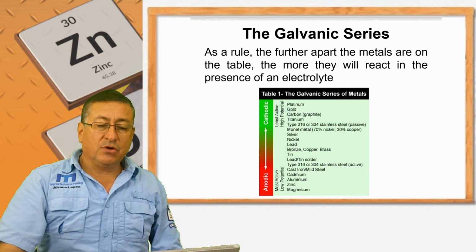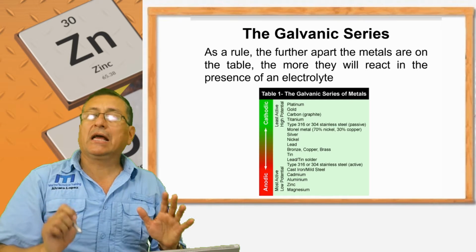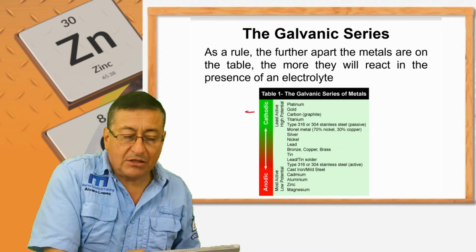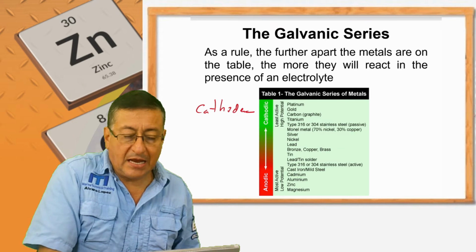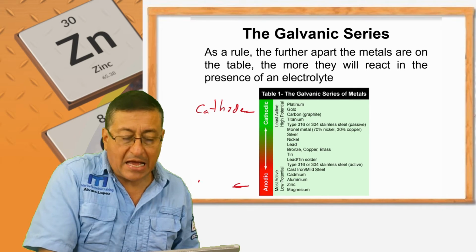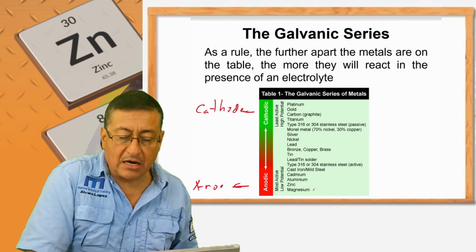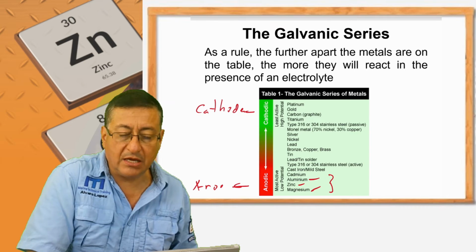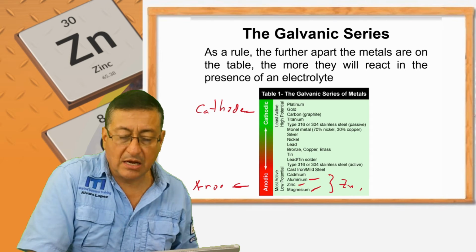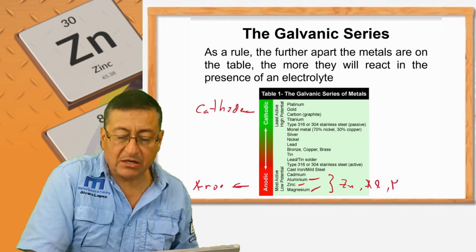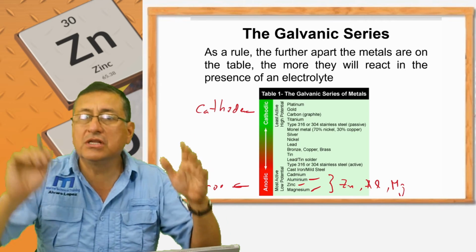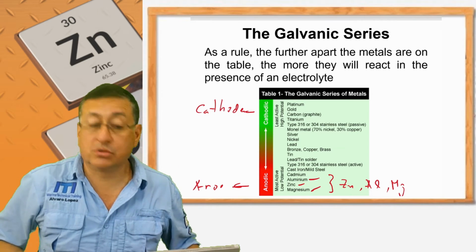In this table, you have the typical elements that work like cathodes, and the elements that work like anodes. Look, good anodes are zinc, aluminum, and magnesium. Those three, zinc, aluminum, and magnesium, are considered good anodes.